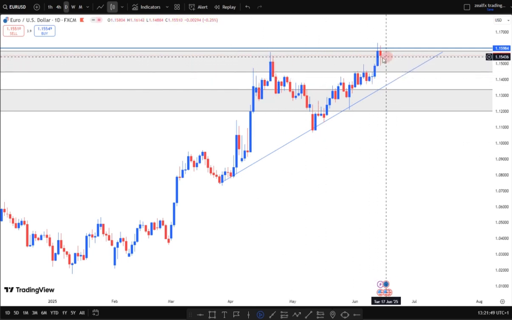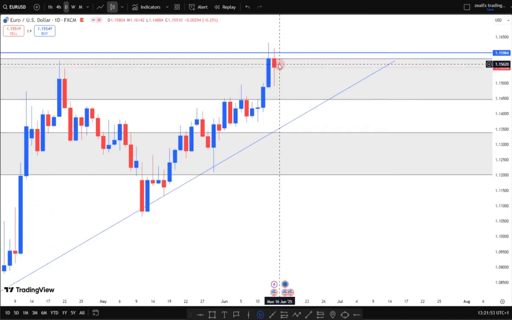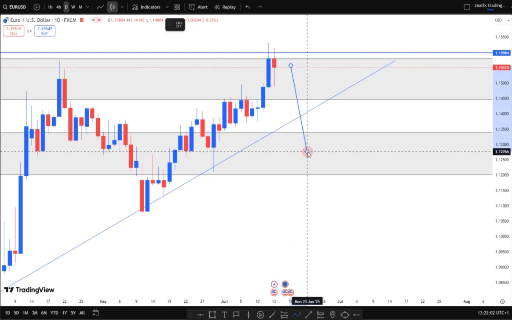This indicates a price reversal for the Euro USD, and we have an inside bar candlestick already on this level, which indicates a reversal. So we expect price to move to this next support level for this coming week.